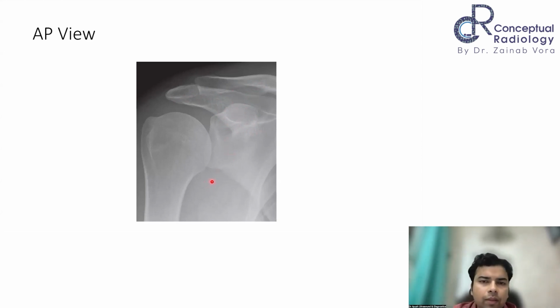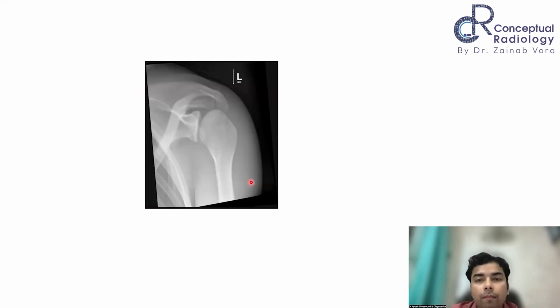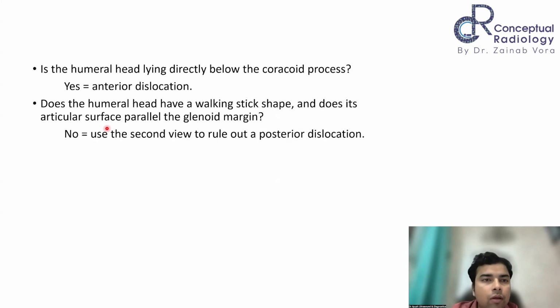Okay. Then we should look for if there is any fracture of the head of the humerus, neck of the humerus, any break in the scapula, okay, any rib fracture, and all those things we should look for. Okay, so if the humeral head is lying directly below the coracoid, I've already told you it is anterior dislocation.